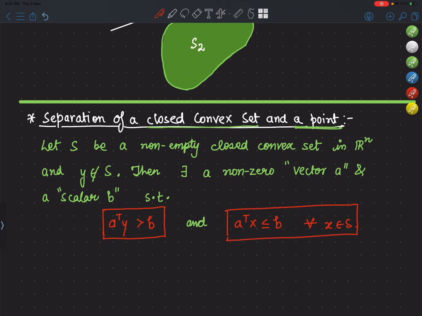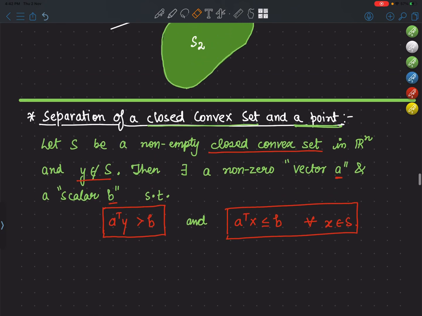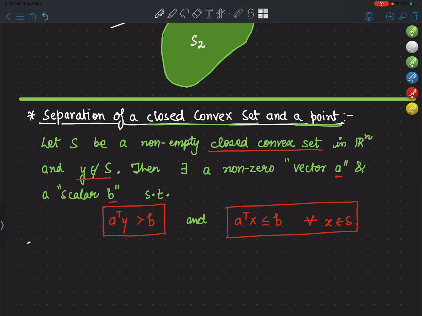So basically what this is saying, let's say we have a closed convex set and we have a point outside it, Y. Then we'll always find a hyperplane given by A and B such that the point is on one side and all the points in the convex set are on the other side. Okay, that's what it is saying. So intuitively it makes sense. Let's look at it geometrically once.